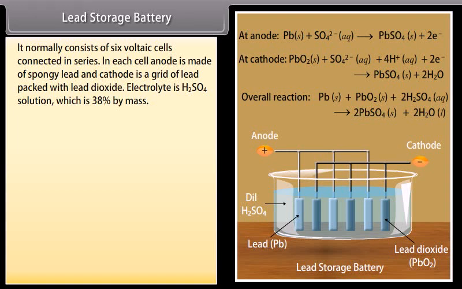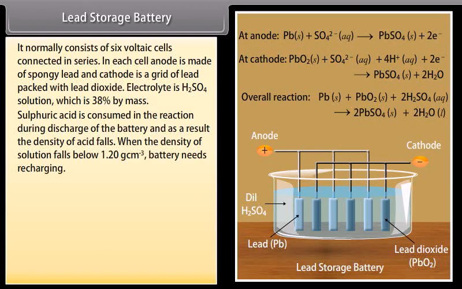Lead storage battery. It normally consists of 6 voltaic cells connected in series. In each cell, the anode is made of spongy lead and the cathode is a grid of lead packed with lead dioxide. The electrolyte is H2SO4 solution, which is 38% by mass. Sulfuric acid is consumed in the reaction during discharge of the battery, and as a result, the density of the acid falls. When the density of the solution falls below 1.20 gram centimeter raised to the power -3, the battery needs recharging.